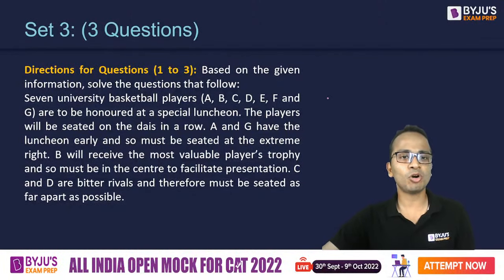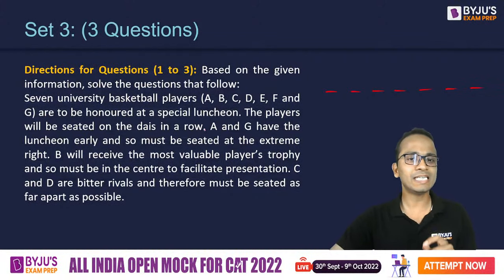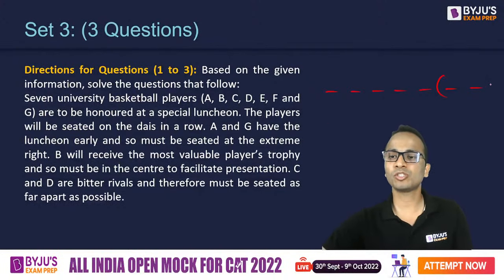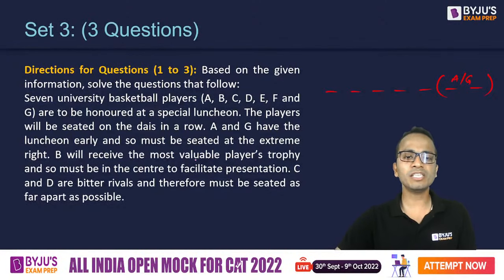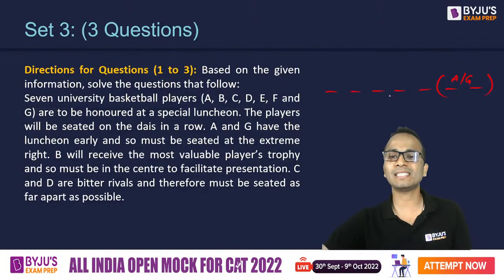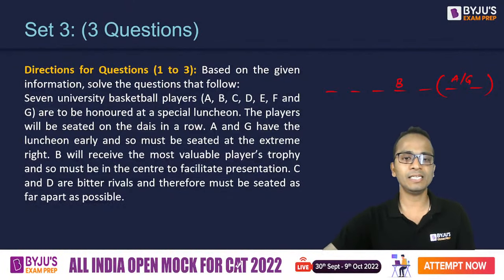7 university basketball players A, B, C, D, E, F, G are to be honored at a special luncheon. The language is slightly different, but the question is same. The players will be seated on the dais in a row. So 1, 2, 3, 4, 5, 6, 7. A and G have luncheon early, so must be seated at the extreme right. So A and G will come at extreme right. B will receive the most valuable player trophy, so must be at the center. So B will be at the center.